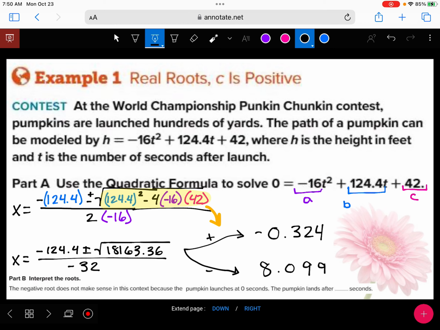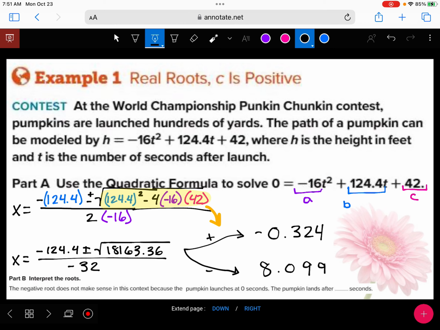These will be how our answers tend to wind up when we deal with real world situations, because the real world doesn't wind up with whole numbers because the real world is gross. So if I asked you how far the pumpkin went, or how long the pumpkin was in the air. How long was the pumpkin in the air? Which of these answers make sense? Because our x is this variable, the t, so t is seconds. So which of these makes sense as an answer?